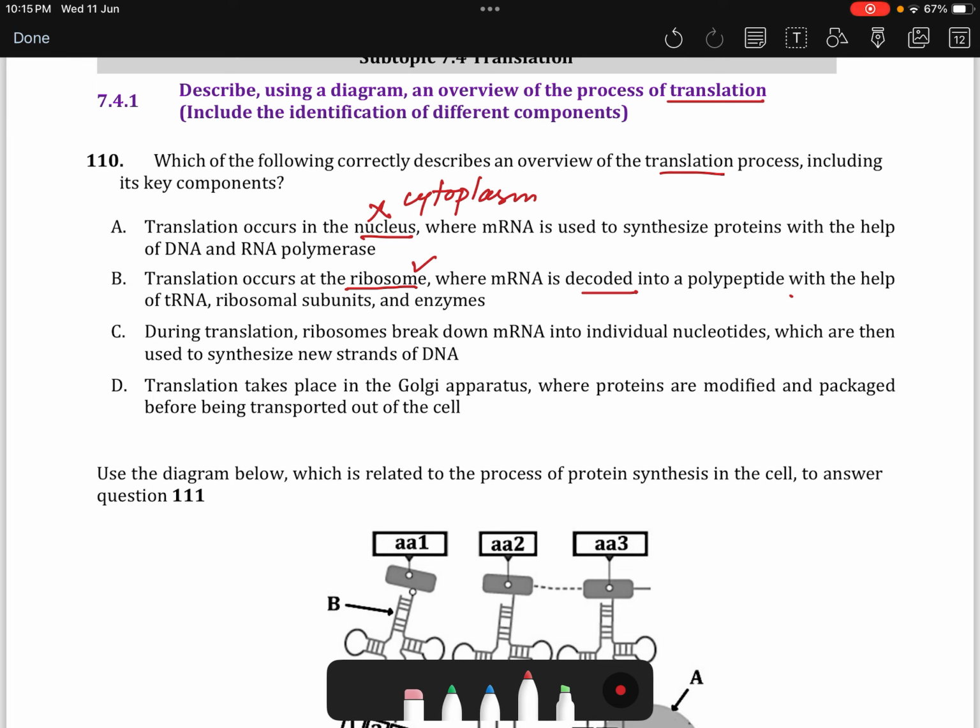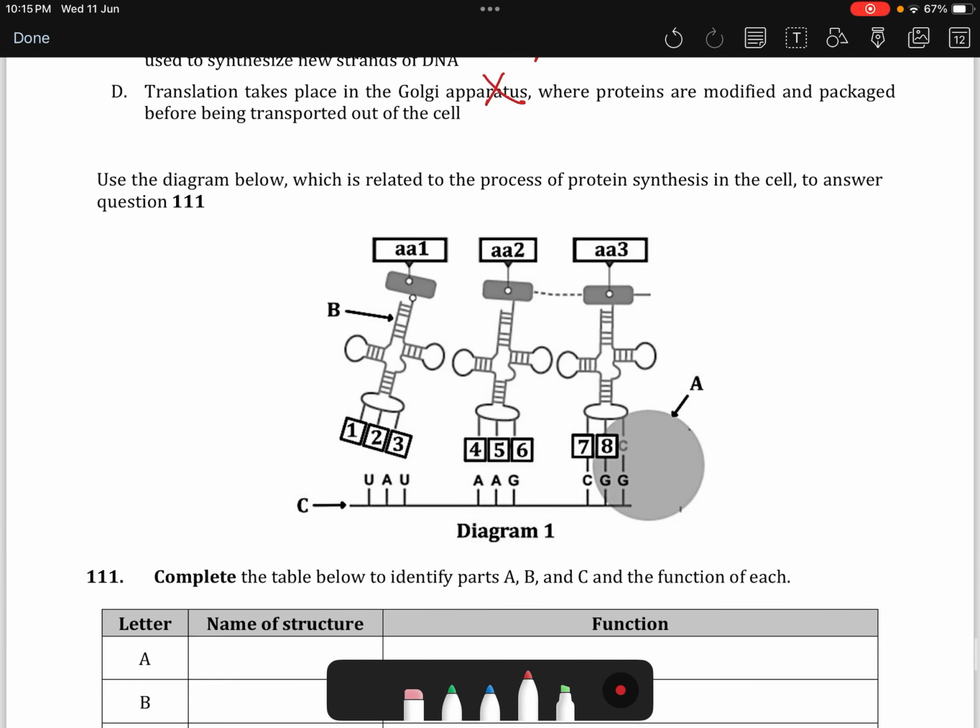looks quite good, but we need to see what happens. With the help of tRNA? Yes. Ribosomal subunits and enzymes? Yes. So this is correct. This is basically the definition of translation in detail. During translation, ribosomes break down mRNA? No. Translation takes place in the Golgi apparatus? No. The diagram below shows which is related to the process of protein synthesis in the cell.